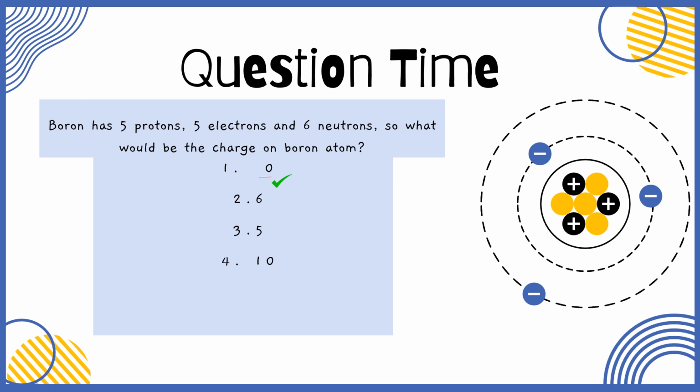If you answered 0, the charge is 0, then you are absolutely correct, because the 5 positive charges of protons and the 5 negative charges of electrons will cancel out the effect of each other and will have 0 charge. Neutrons are neutral, so they won't have any practical charge.